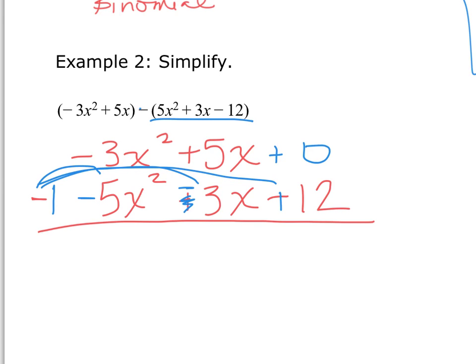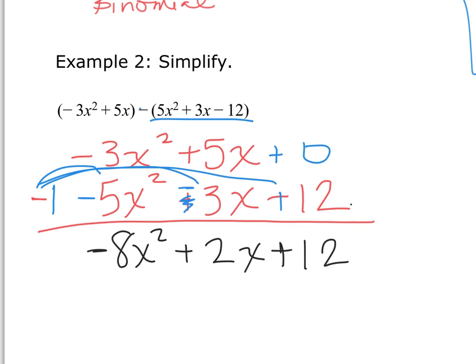Write it down. We're going to talk about it again. We're going to do another one. Write it down. So now I can combine like terms. So what is 0 plus 12? 12. A positive 12, right? 5x minus 3x? A positive 2x. And negative 3x squared minus 5x squared? Negative 8x squared.